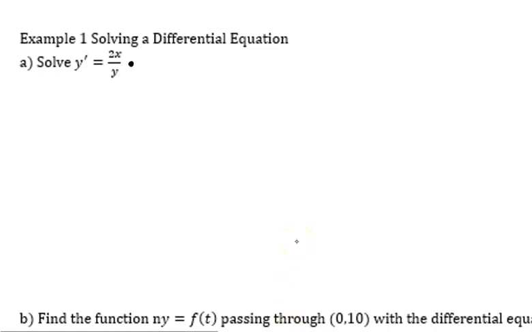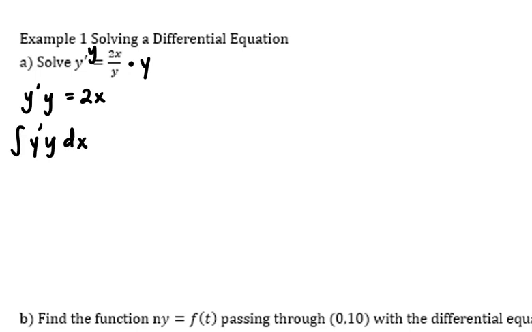So I'm going to multiply both sides of this equation by y so that I have y prime and y on one side of the equation, and on the right side of the equation we only have x. Now that we've separated variables, we are going to integrate both sides of the equation with respect to x. So I'm integrating both sides and I'm adding a dx on the end.